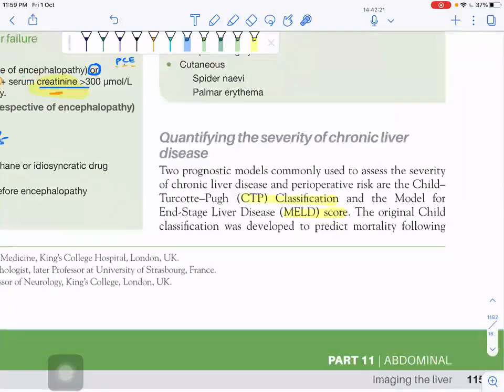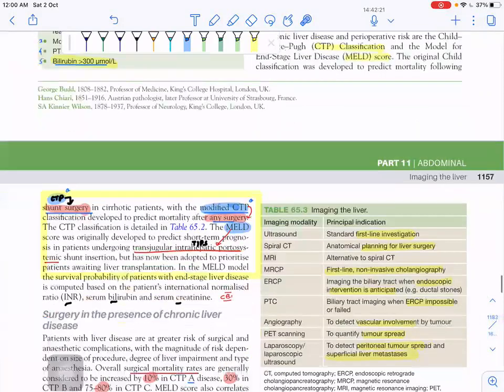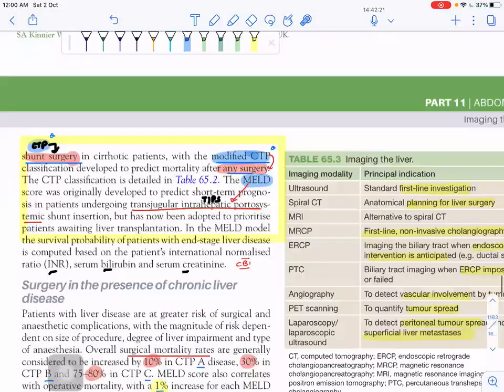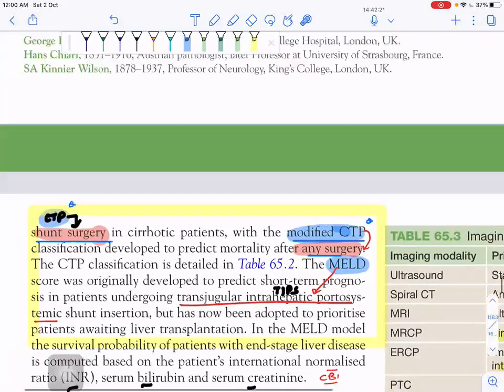The severity of chronic liver disease, we have to see the scores: CTP, MELD. Okay, so first you have CTP. Initially, CTP was developed to assess the risk of the patient in shunt surgery. So this is the first MCQ. And the second MCQ is that modified CTP is to predict mortality after any surgery.